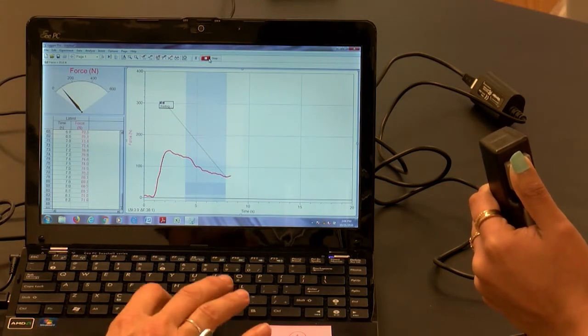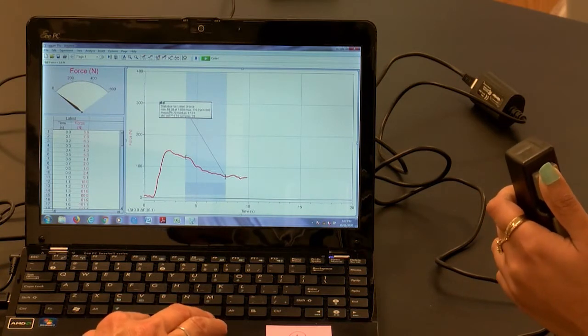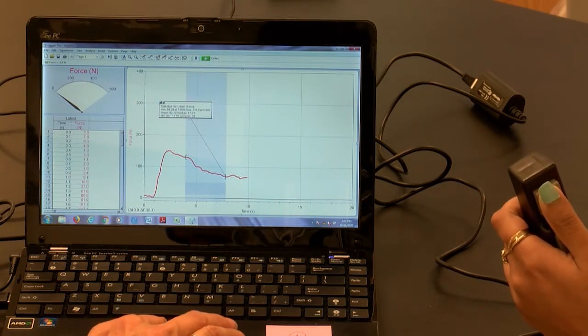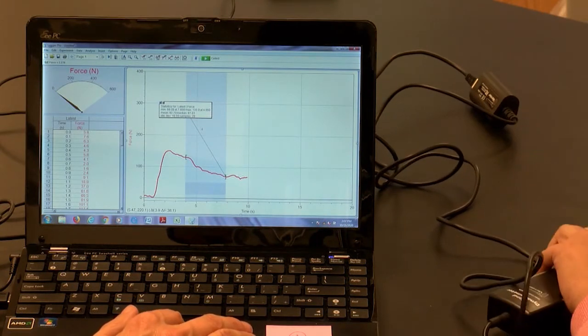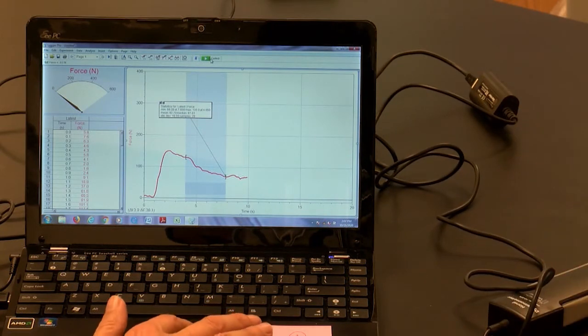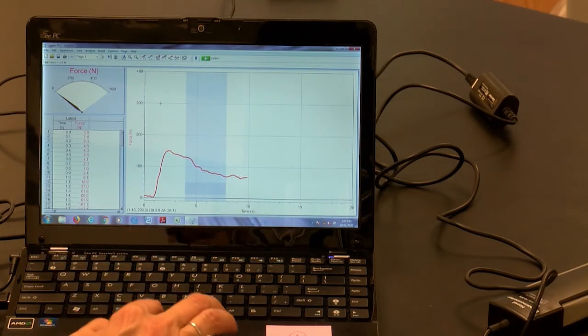And go ahead and stop. Okay. And the mean here, 92.70 newtons. Thank you for helping out here. So now we've got another student coming up. So we're just showing you how the data was gathered.